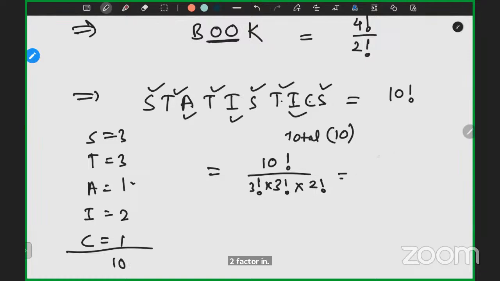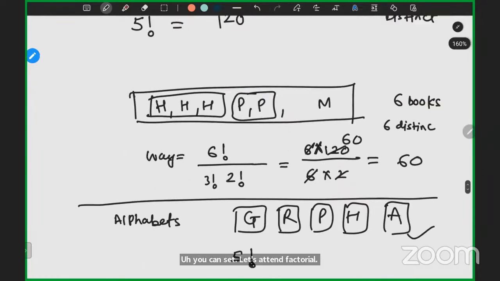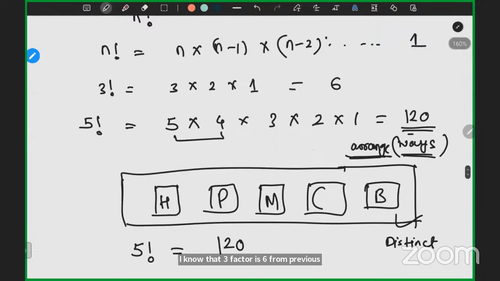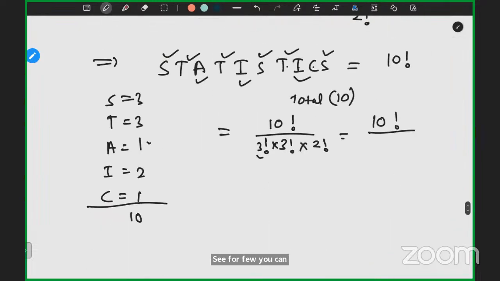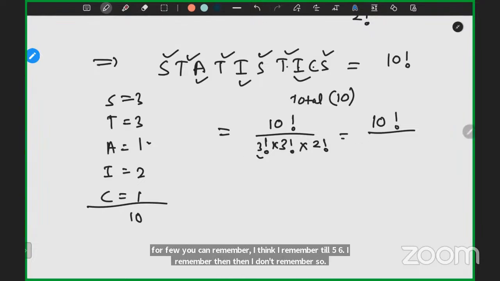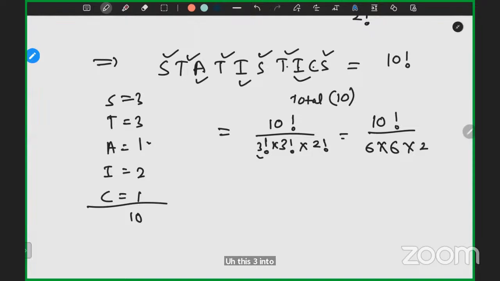So let's say 10 factorial. Then I know the 3 factorial is 6 from the previous thing. For a few, you can remember. I remember till 5 or 6, then I don't remember. So this 3 into 2 is very easy, 6, right? 6 into 6 into 2, and this is 10 into 9 into 8, and like that 7, 6.